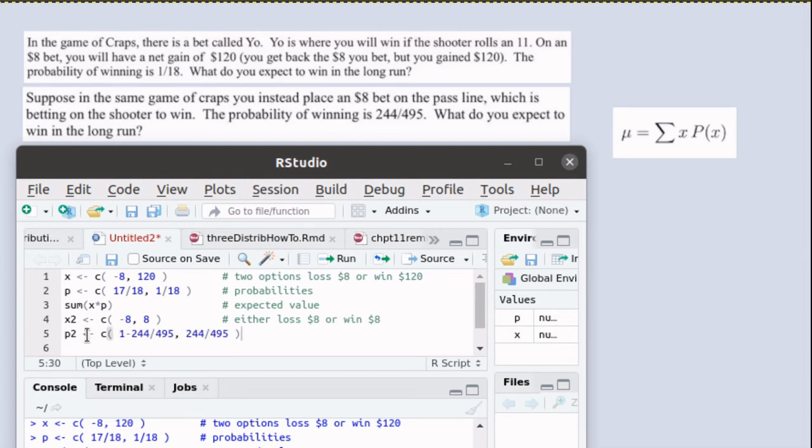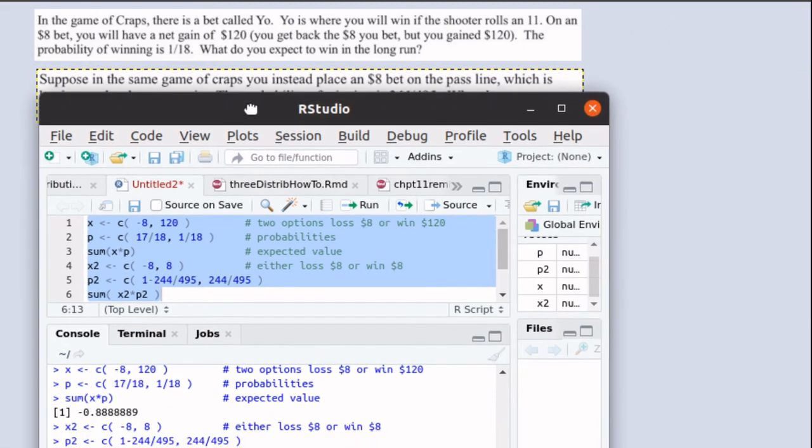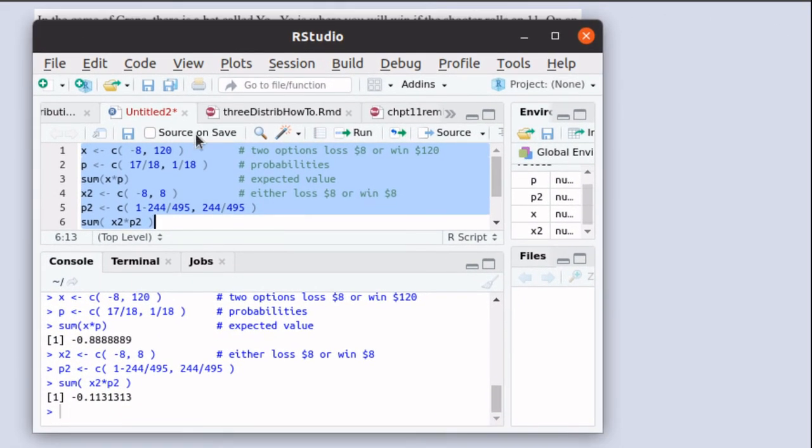And I'll ask R to do the heavy lifting here for the probabilities. The probability of winning is 244 over 495, so the probability of losing is 1 minus 244 over 495. And the expected value now will be calculated the same way. I'll take each one of the x's times the probability for that particular x, and we'll add those up. So we'll run that script. Let me slide this up so that you can see the situation here.